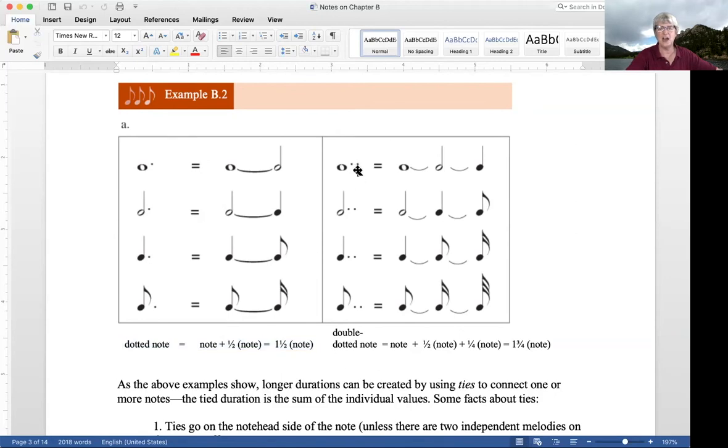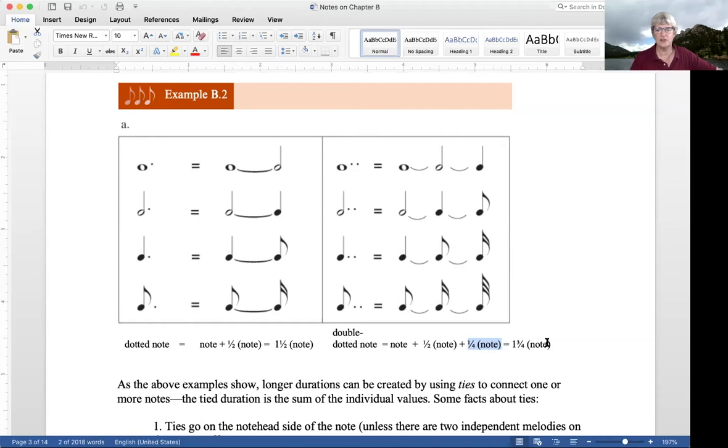When we add a second dot to the note, it's as if we're adding a dot to the second duration. So a whole note followed by 2 dots is equal to a whole note tied to half of its value, and then that note, the half note, being tied to half of its value, the quarter note. In other words, a double dotted note is equal to the note value plus half of itself plus a quarter of itself. In other words, it's equal to 1.75 times the original note value.